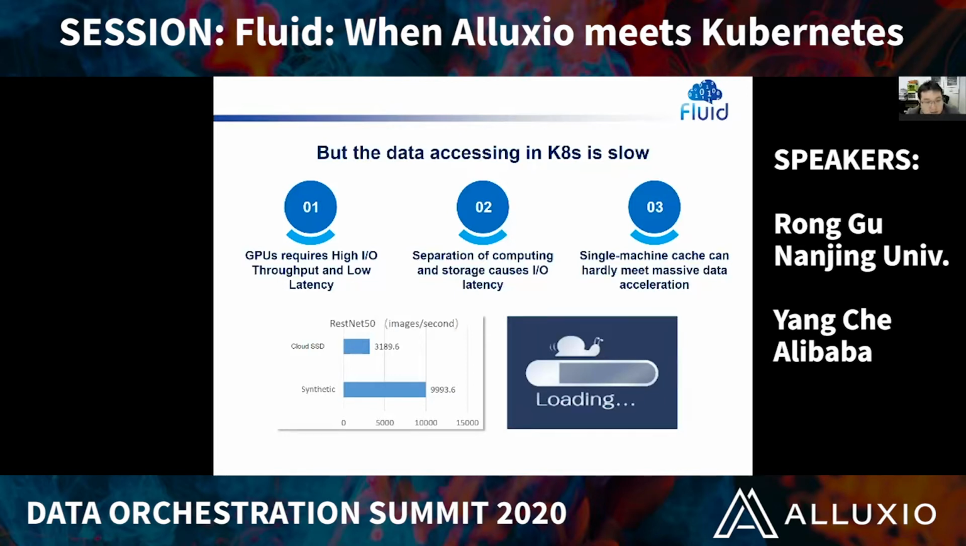First, the GPU requires high I/O throughput and low latency. Second, the separation of computing and storage causes I/O latency. Third, single machine cache can hardly meet the massive data acceleration requests.